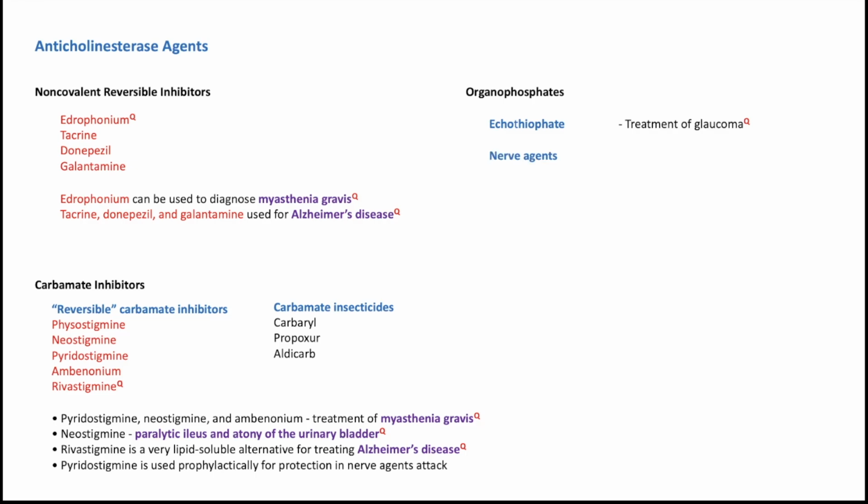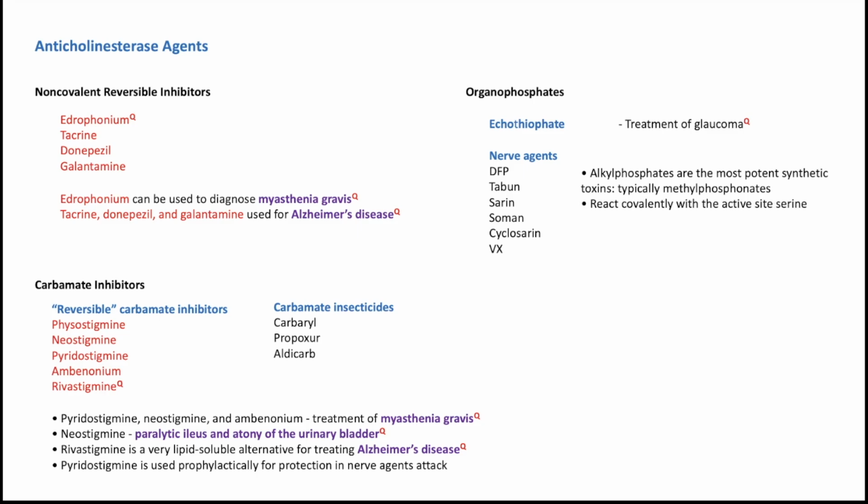Among organophosphates, we have echothiopate, which is used in the treatment of glaucoma, and nerve agents like DFP, tabun, sarin, soman, and cyclosarin, etc. Please remember, these alkyl phosphates are the most potent synthetic toxins. They react covalently with the active site serine and are potent irreversible inhibitors of the cholinesterase.